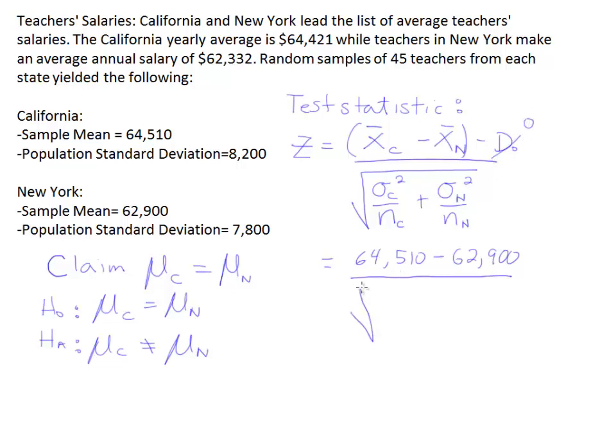Now, under that, we'll put this square root. We'll have the standard deviation for the California group squared. So the standard deviation is 8,200.